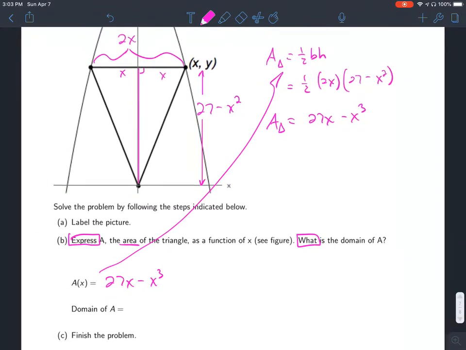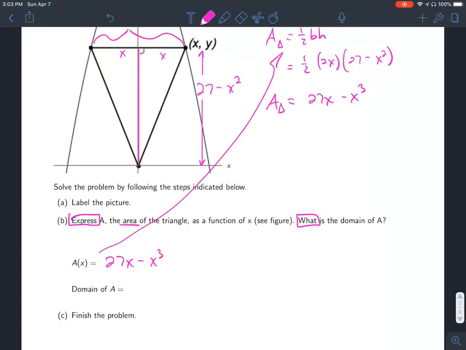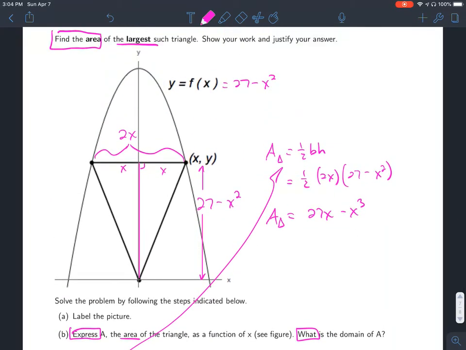There's variables in it because depending on where this x value is, it's going to depend on what the shape is, and it's just going to change the area. So what's the domain? What x values can we put in? Well, I think that you would agree that if we put an x value in of 0, that means that this thing would be all the way up here, and this would end up being the entire shape, which is not a triangle at all.